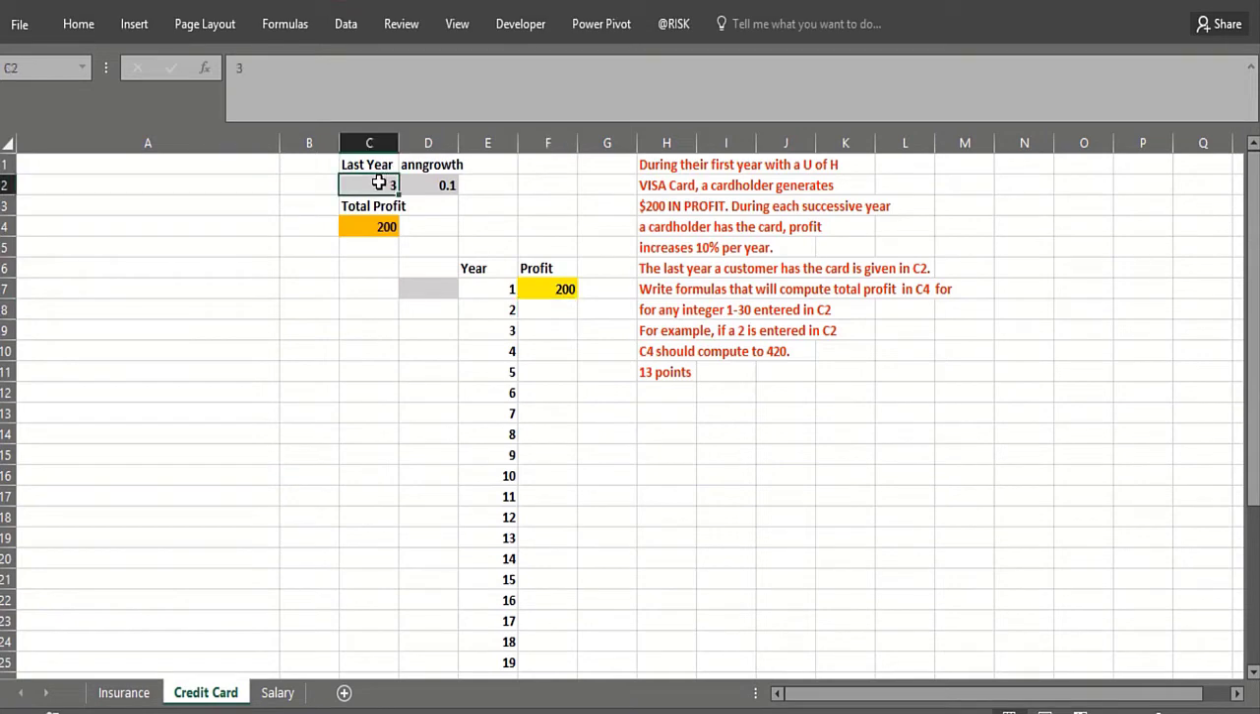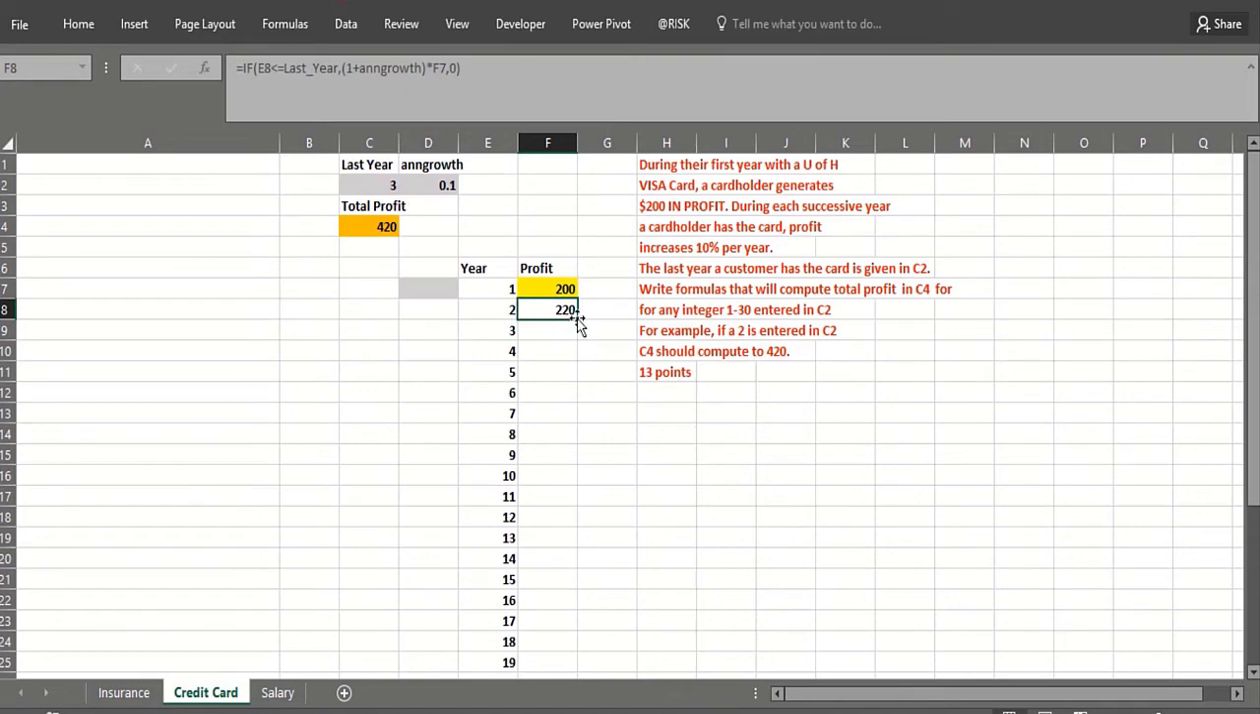So basically, if this is a 3, your profit goes up 10% through year 3, and then it must be 0. If it's a 10, then your profit goes up 10% through year 10, and then it's 0. So this is very straightforward. We'd say if the year you're in is less than or equal to the year they leave you, then you're going to have 1 plus the annual growth, which I named, times the previous profit, otherwise 0.